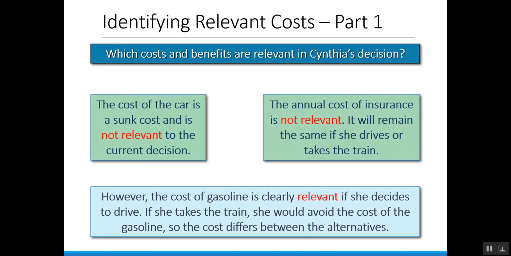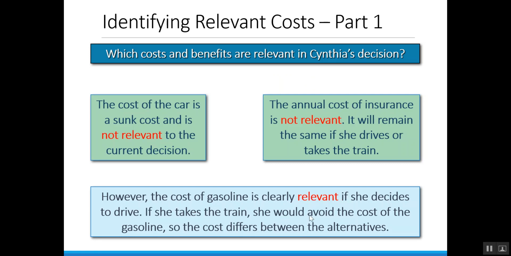So we're going to identify the relevant costs and benefits that are associated with it. The cost of the car is not relevant to the decision. She already paid for that. It's going to be incurred whether she goes or not, so that's not relevant. The cost of insurance is also not relevant. She'll have that cost whether she takes the train or not. However, the cost of gasoline is relevant.